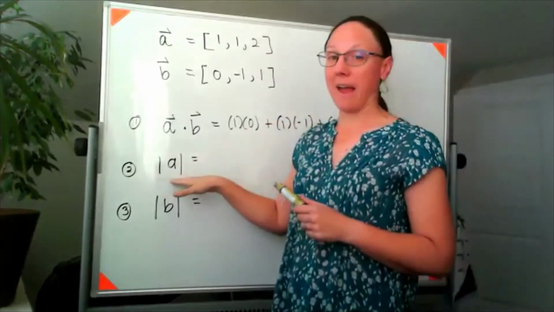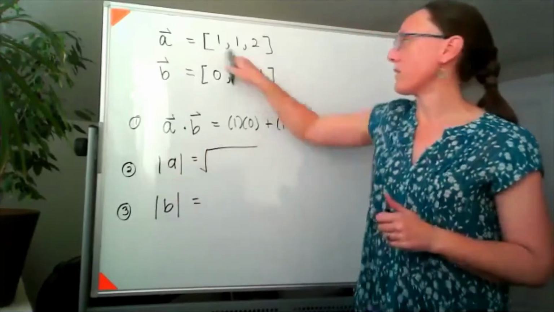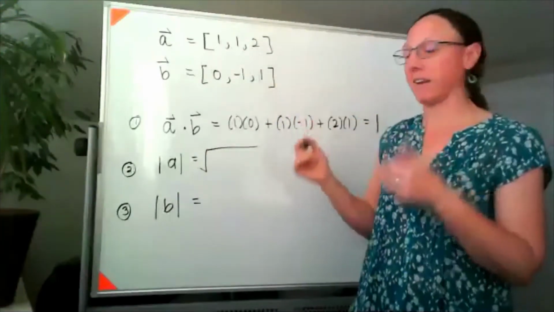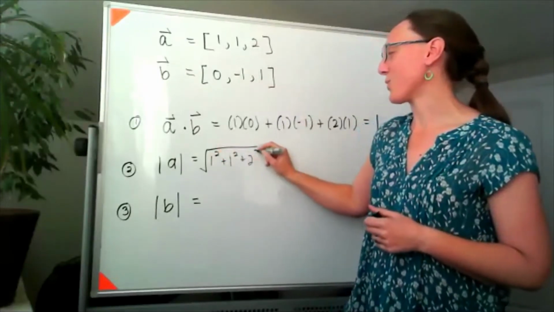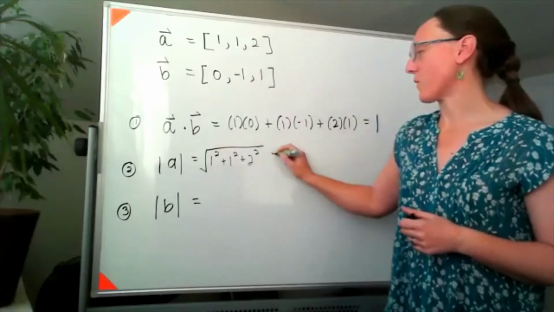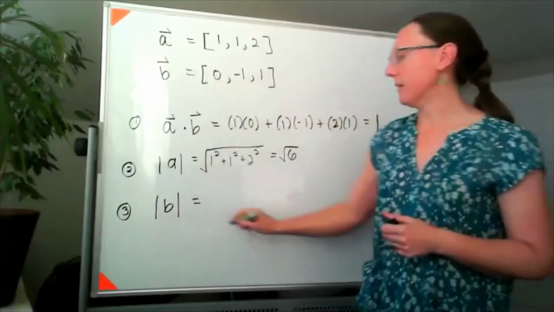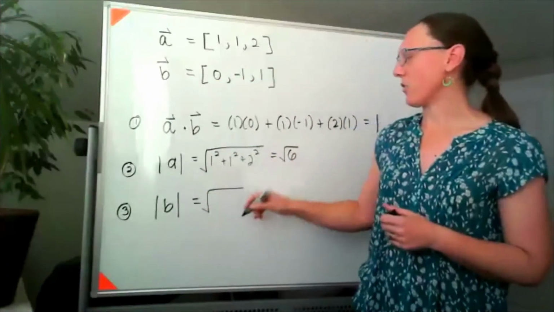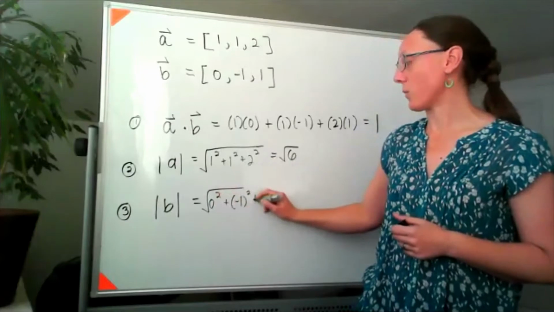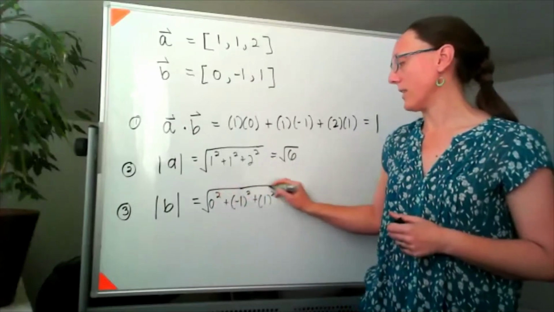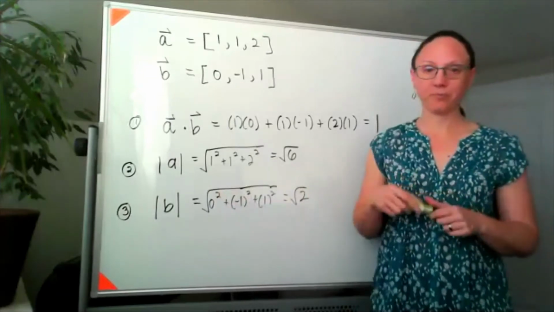To find the magnitude or the length of A, that's coming from the square root of squaring each of the components and adding them together. So 1 squared plus 1 squared plus 2 squared, that's 4, 5, 6. So I've got the square root of 6. And then for B, that's going to look like the square root of 0 squared plus -1 squared plus 1 squared, or the square root of 2.